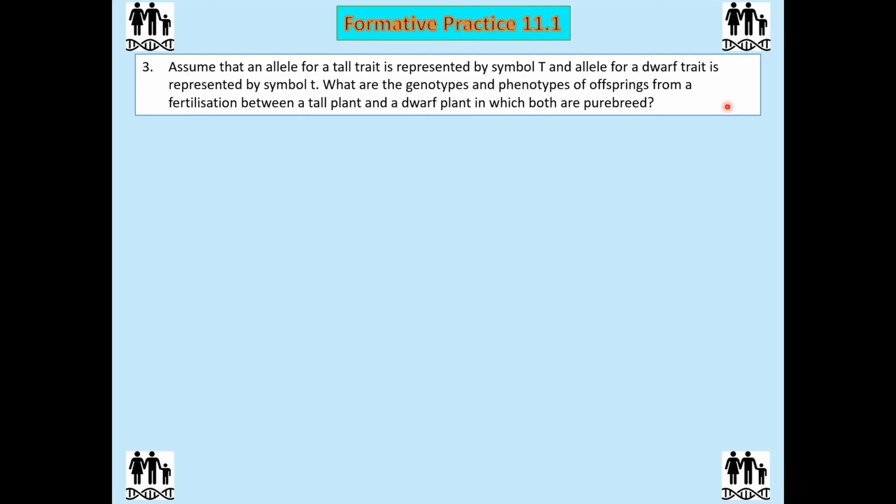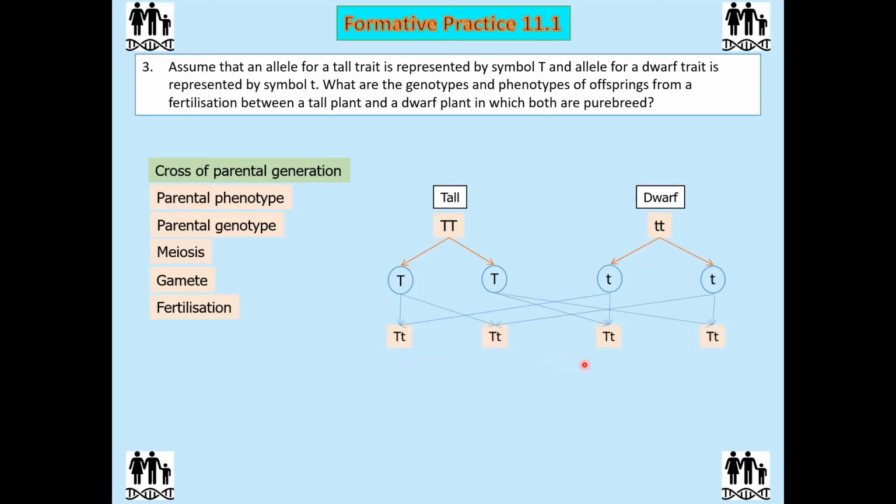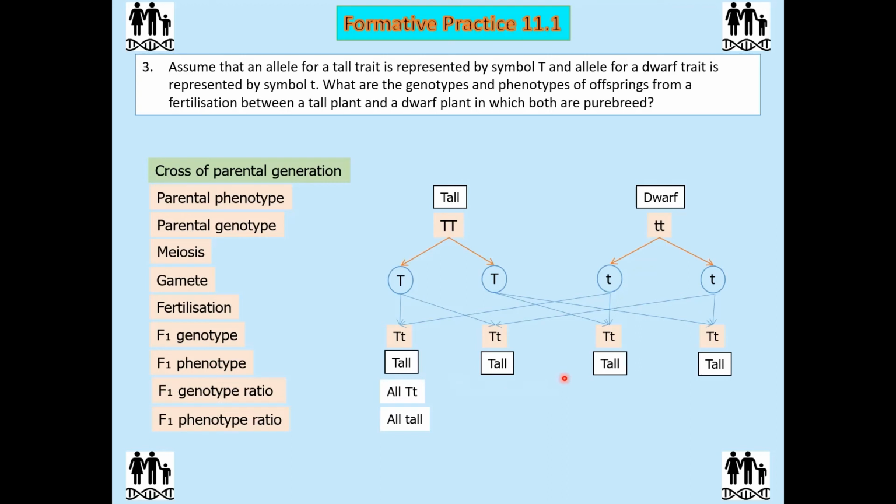Okay, we draw the genetic diagram first. The parental phenotype is pure breed, so this one is homozygous dominant, and this one is homozygous recessive. In the gamete fertilization process, the offspring are all heterozygous dominant. So all the offspring are tall.